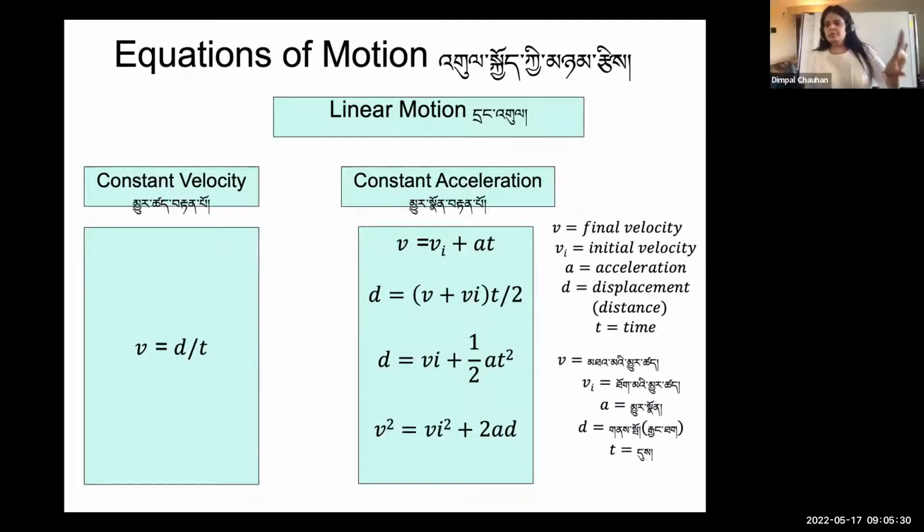So now we know what is constant velocity. That means same speed and same direction, right? But now what is constant acceleration?